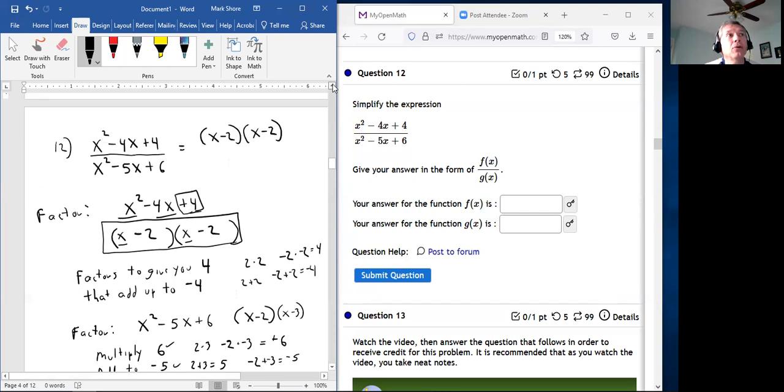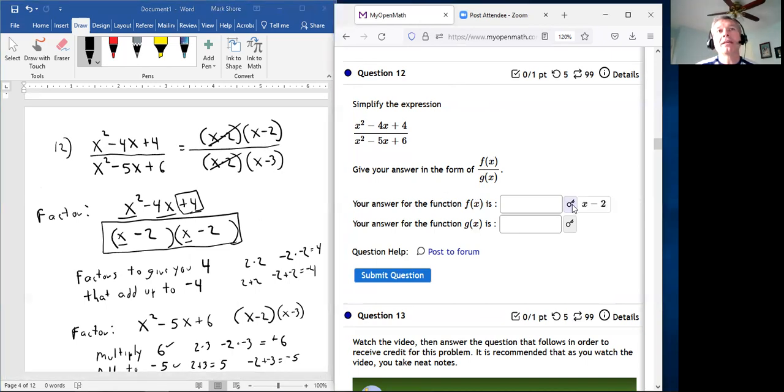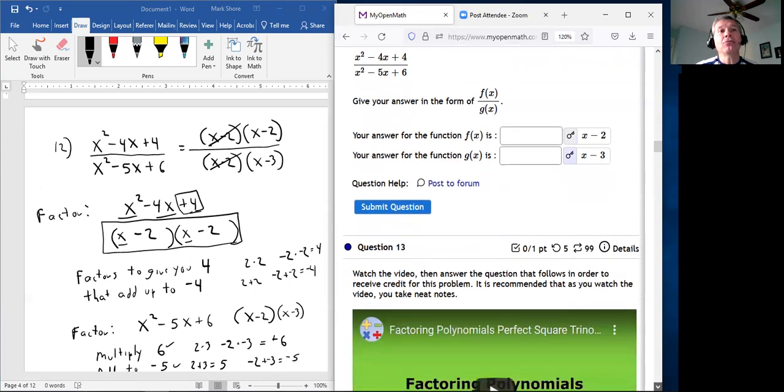So right up here on the bottom is what this x squared minus 5x plus 6 broke into, which was x minus 2, x minus 3, because that's what it factored into. Now, since these are things multiplied together, you can cross off like terms. Now it's completely simplified. So what is your answer for the top? Here it is, x minus 2. And then the thing on the bottom is x minus 3. And that's how you do those.